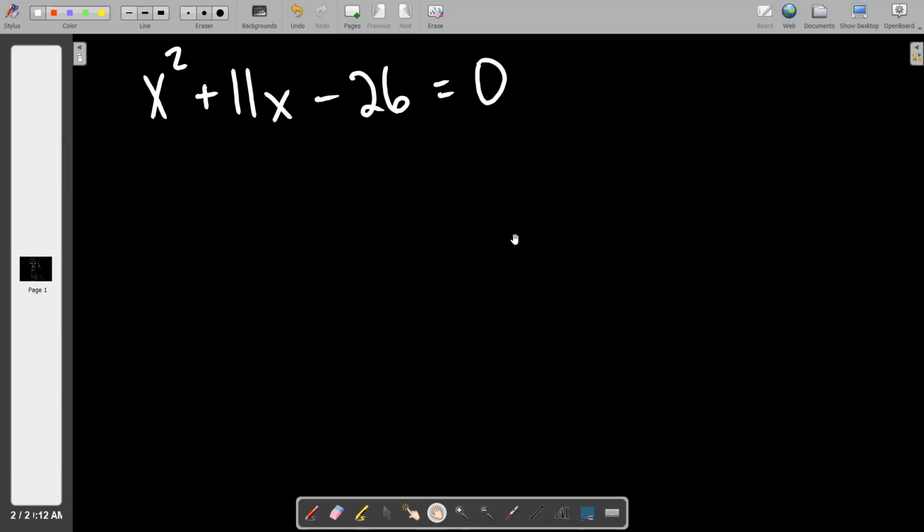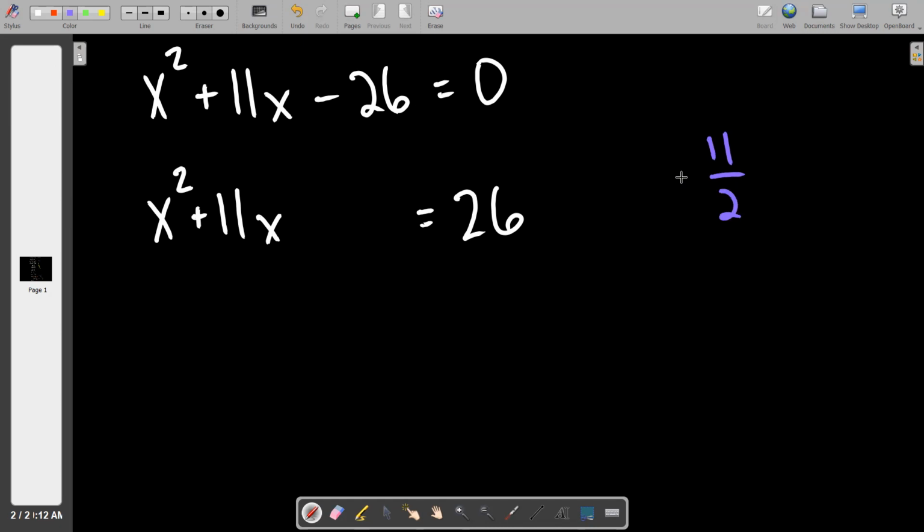So, you know, the autopilot kind of kicks in. We leave x squared and the 11x where they are. We clear a space, boot 26, and make him positive like this. And so it begins. What's half of positive 11? 11 halves. And then we square that bad boy. And what do we get?